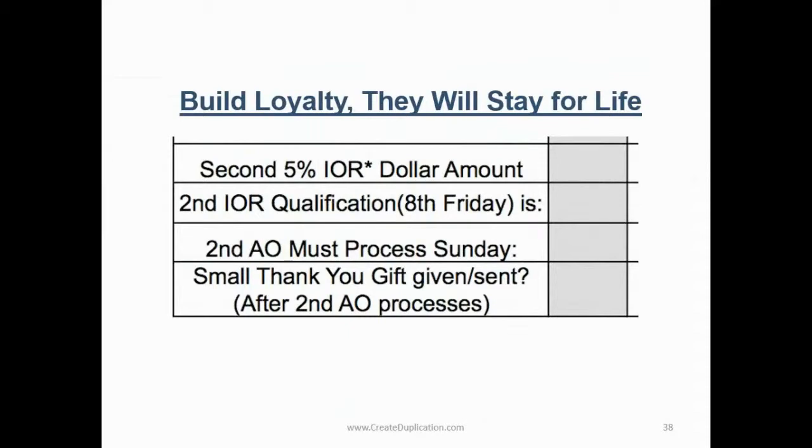And your clients get 2 IOR initial order rewards. They get their first one 4 weeks after, and then they get a second 5%, so she's going to get a second $7 discount on March 27th, processing on March 29th. So that's also on the sheet. And if she does 2 auto orders, I will be buying her a small gift, like a $10 Starbucks gift card with another little thing.